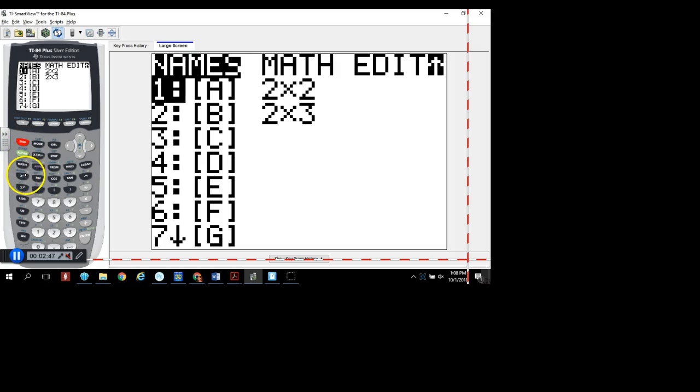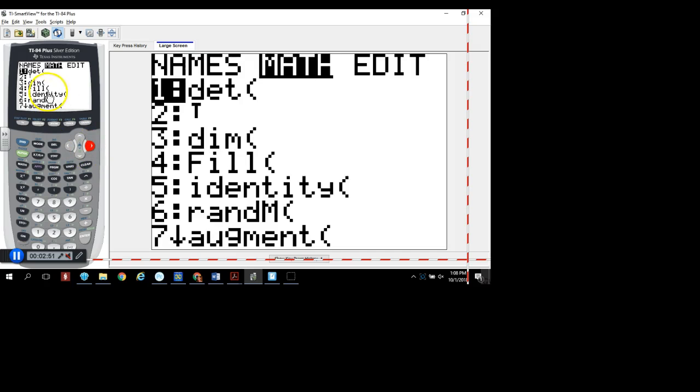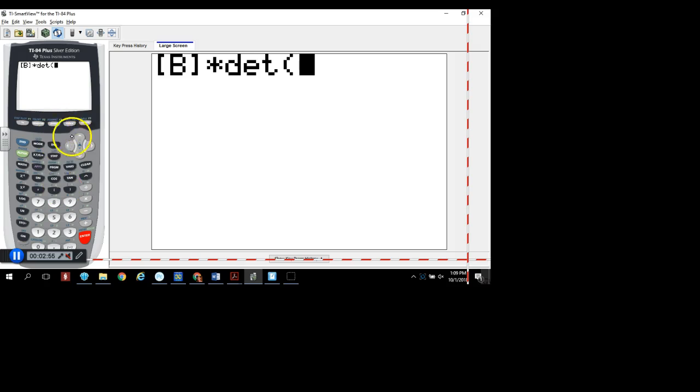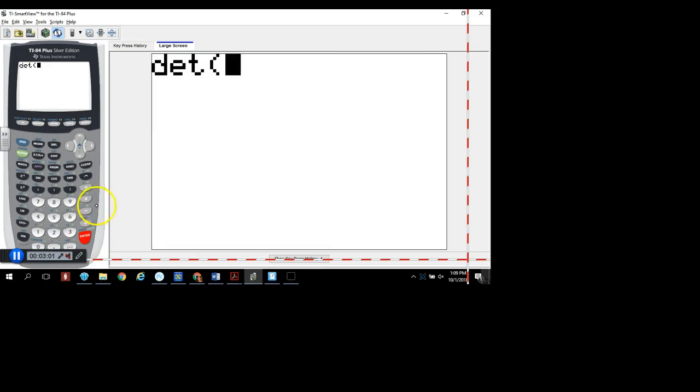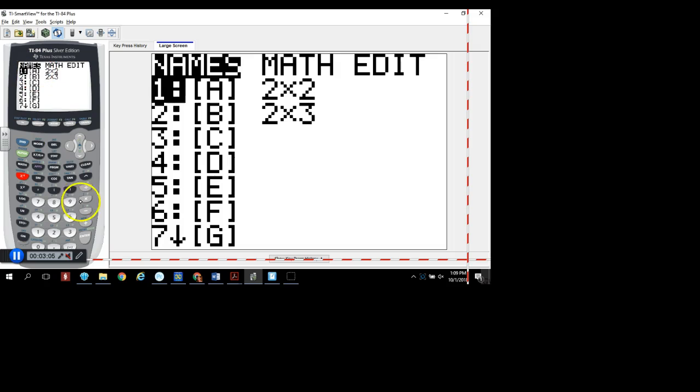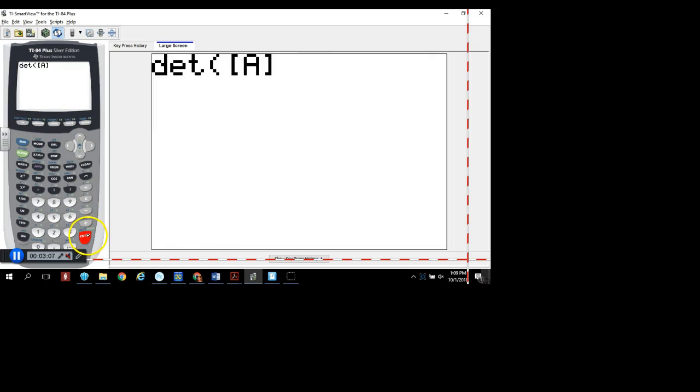I can also go back into the matrix screen here, and I can go over to the right and hit determinant right here. Oh, I need to do that again. Scroll to the right, hit determinant, and then I can bring the matrix from here, A, right back into my home screen right here and hit enter, and that just gets me my determinant.